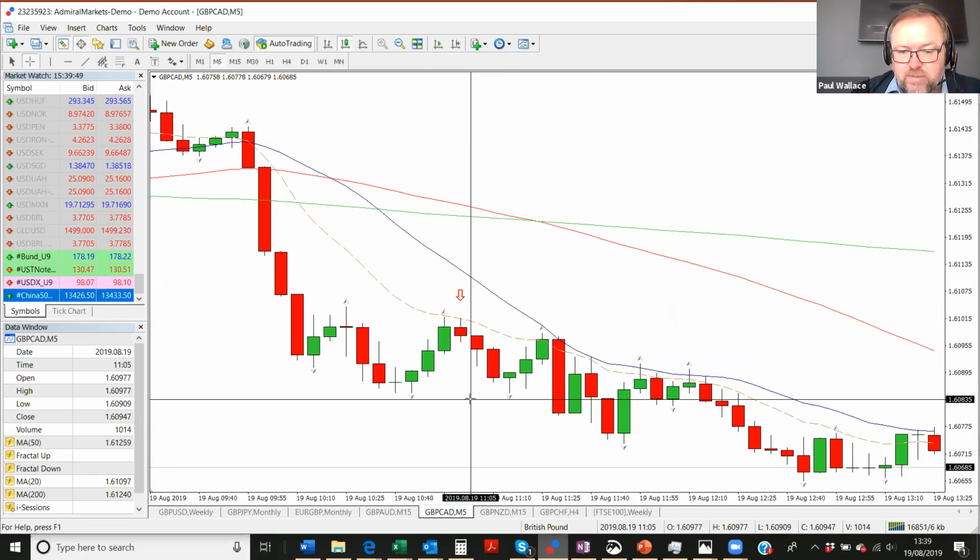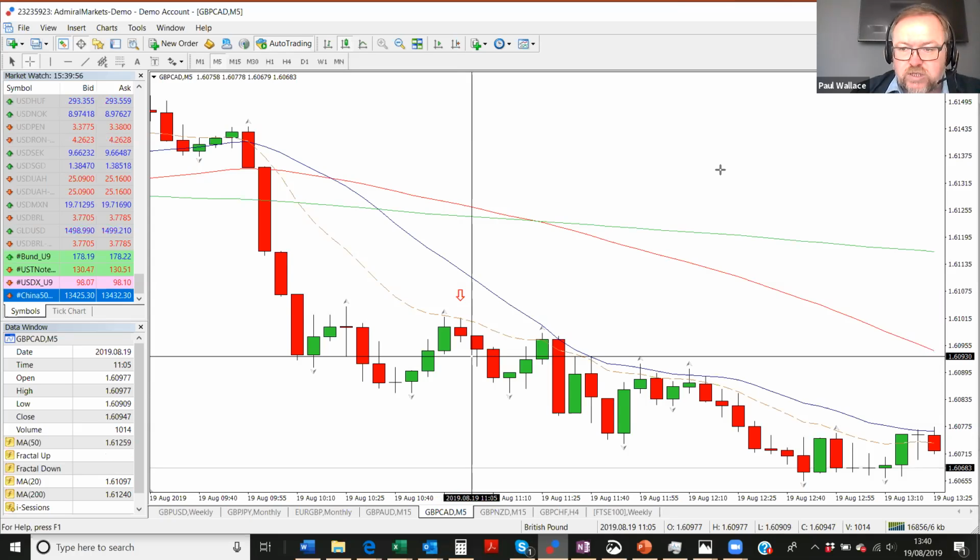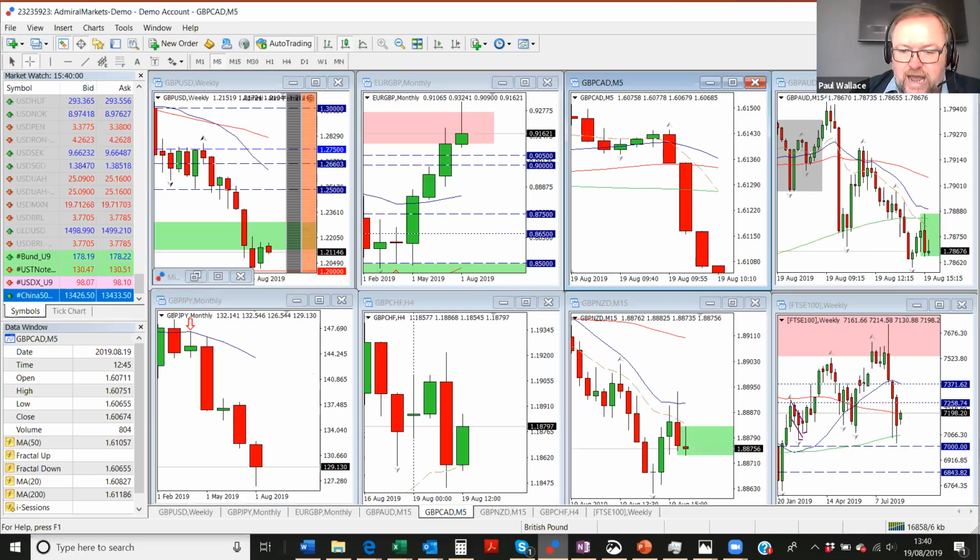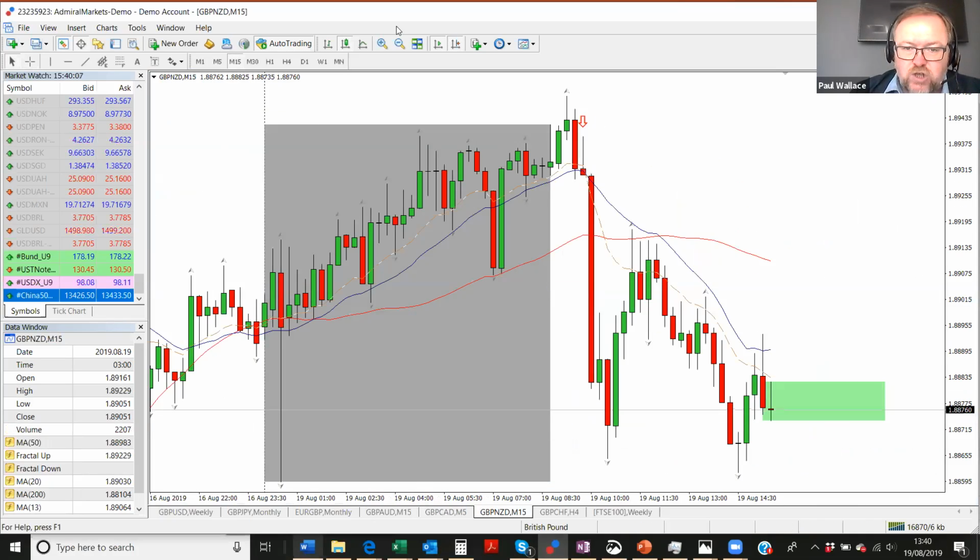So it just gives you a little bit of an insight into how, even on an intraday basis, these kind of opportunities will set up for you. Let's have a look at an intraday basis. Let's have a look at the pound against the New Zealand dollar here. Let's just zoom in. I just need to move this so we can see what we're doing properly.